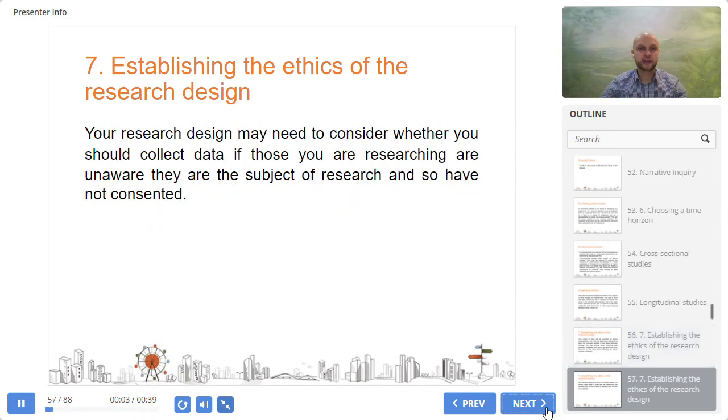Establishing the ethics of the research design, Part 2. Your research design may need to consider whether you should collect data if those you are researching are unaware they are the subject of research and so have not consented. For instance, imagine that you are doing some research in the Baidu search engine, and Baidu is collecting data on your account in terms of your interests and research inquiries. So here we have a similar issue.